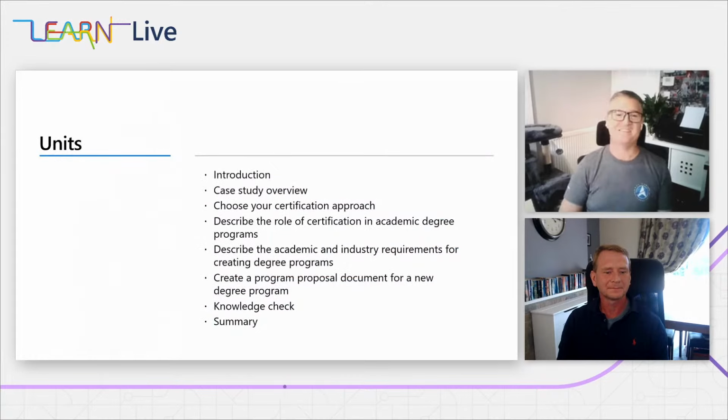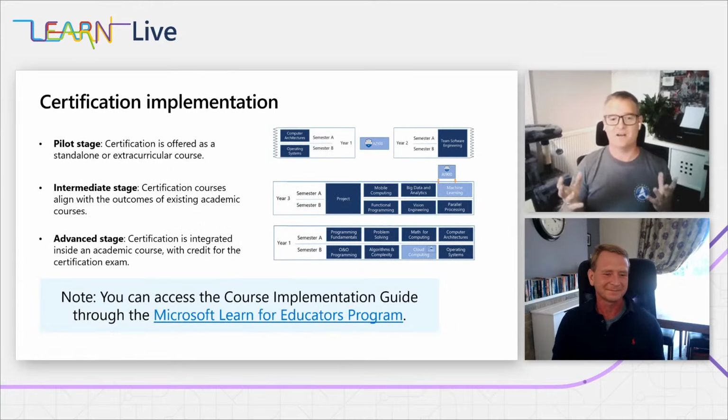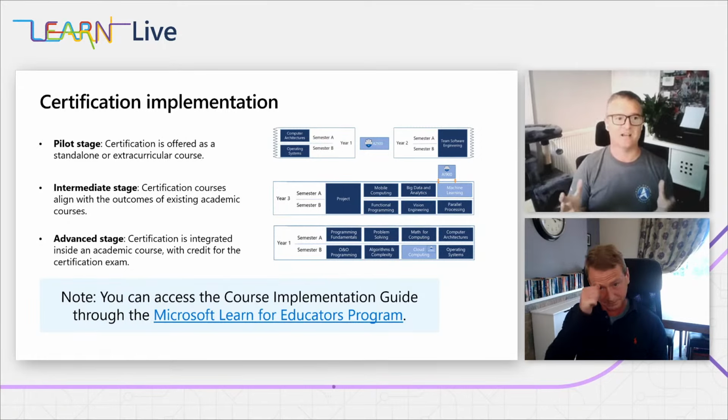So this is where we now start to define certification processes. The first thing that we want to look at is how to define the actual program curriculums. So we start off with a pilot stage, where we look at how we can start to offer the courses either as a standalone or extracurricular. We'll then look at the intermediate stage, which is course certificate alignments and the outcomes of an existing course, and then the advanced stage, which is integrating the course directly with your academic program.